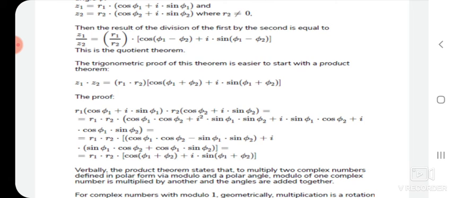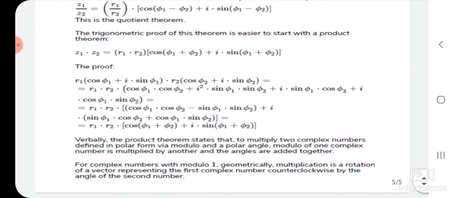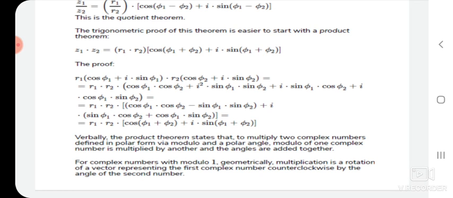If we multiply, it gives r1 r2 into cos phi 1 cos phi 2 plus i square sin phi 1 sin phi 2 plus i sin phi 1 cos phi 2 plus i cos phi 1 sin phi 2. If we simplify it, it gives r1 r2 in bracket cos phi 1 cos phi 2 minus sin phi 1 sin phi 2 plus i times sin phi 1 cos phi 2 plus cos phi 1 sin phi 2. By using trigonometric laws or basic trigonometric formulae, the above equation can be represented as z1 into z2 is equal to r1 into r2 into cos of phi 1 plus phi 2 plus i sin of phi 1 plus phi 2.